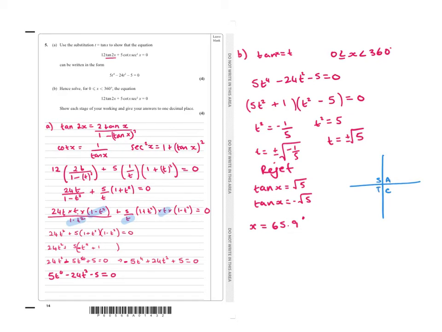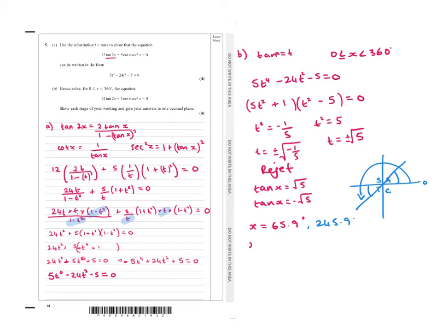C-A-S-T. So we're about 65 degrees. It's going to be here. Okay, if I start at 0, go all the way round, this is going to be 180 plus. So plus 180. So I'm also going to have 245.9 degrees.